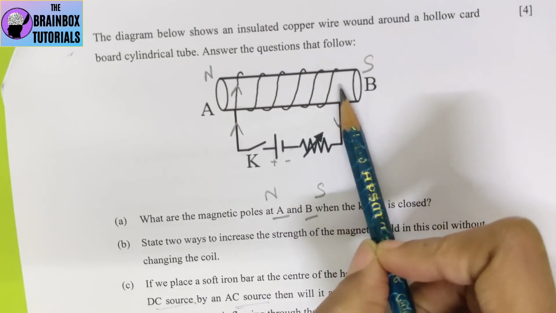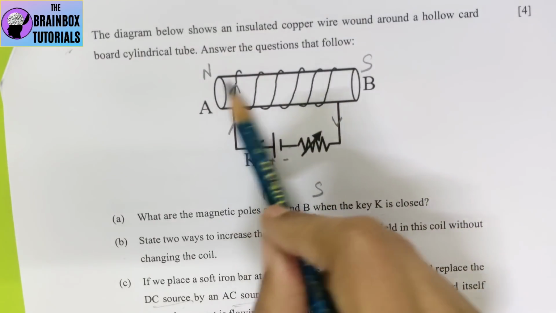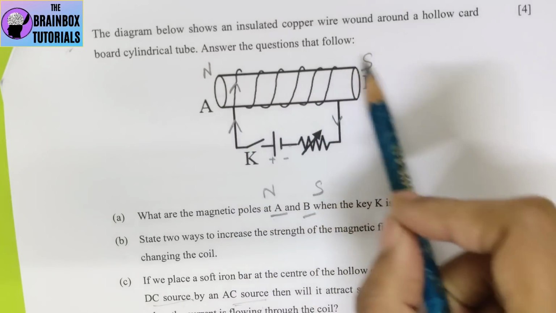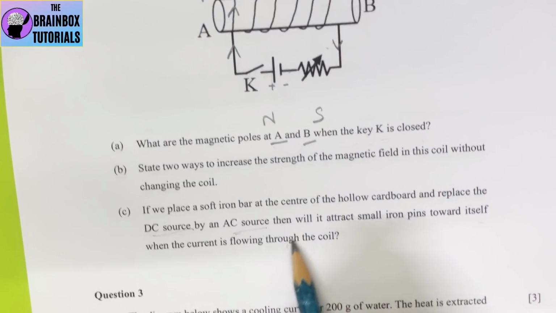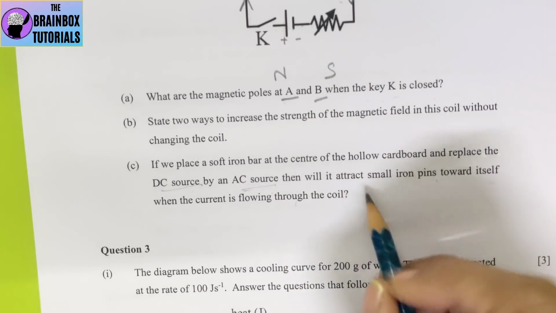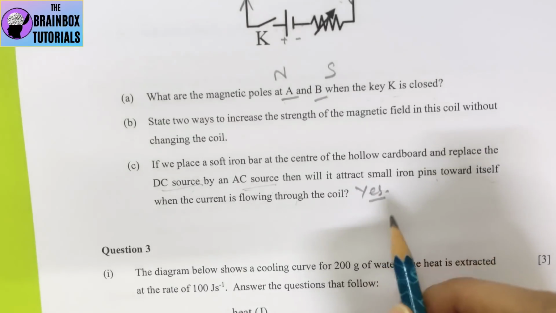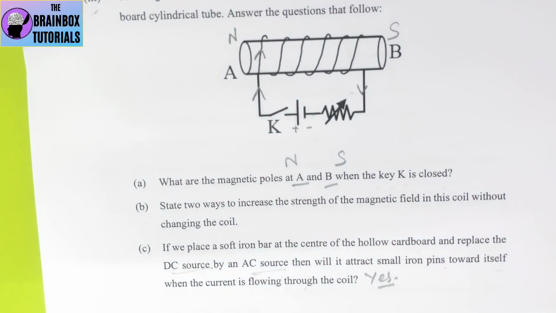So still the current is flowing. That means though the polarity is changing, the part here is still a magnet. It is behaving like a magnet. So here it is written, will it attract some small iron pins toward itself? Yes, and you will explain why, because a magnetic field is created, and that is still created even if AC source of current is there.